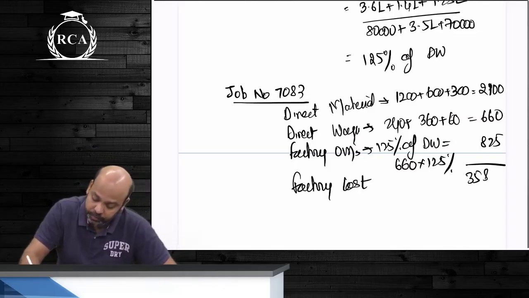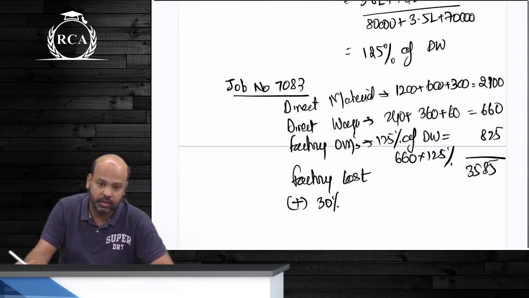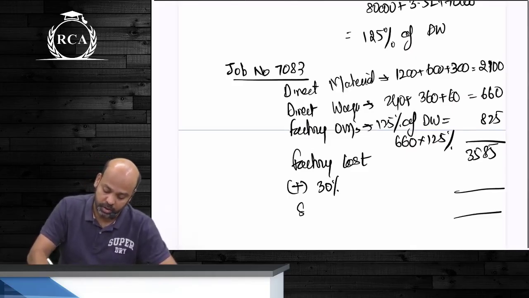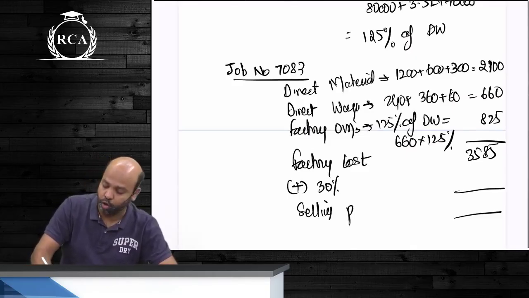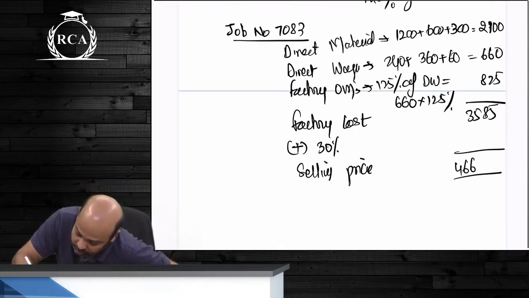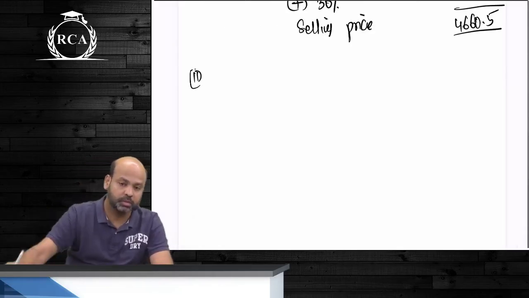By doing this, you will arrive at the total factory cost of the product. To this 3585, you're going to add 30%. This 30% will cover all the other expenses and profit. So the selling price that you're going to quote for job number 7083 is 4,660.5.